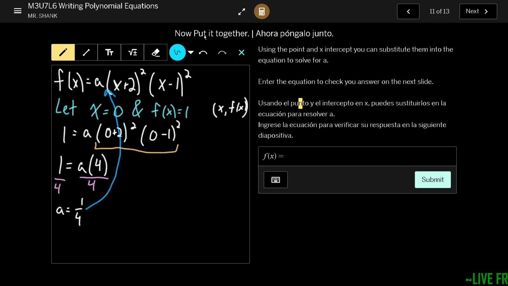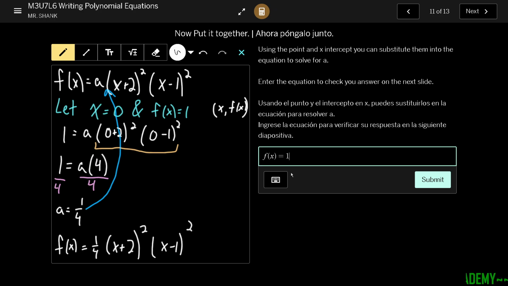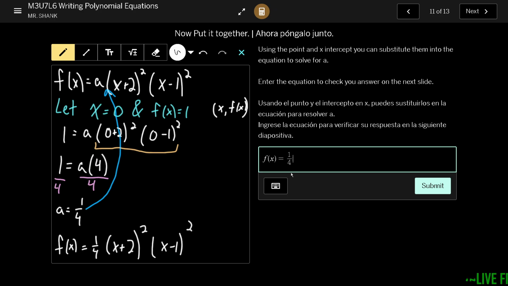We can plug that back into our original equation, which is all the way up here. All right, here's my original equation. Again, practice writing it out, but I have f of x equals 1/4 times x plus 2 squared times x minus 1 squared. Let's make sure we graph it out. Type it in exactly like it needs to. And make sure you're checking your work as you go. That way you can make sure your answer is good before you submit it.